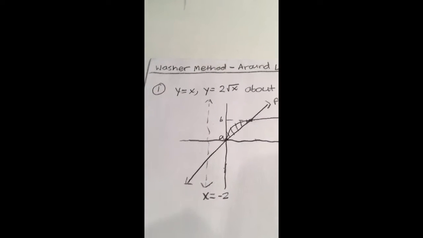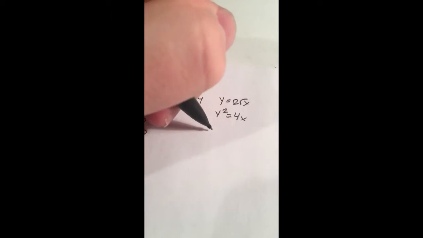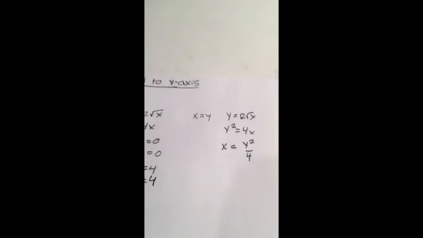The second thing we have to do is rewrite our functions in terms of y. The first one is just x equals y, and then y equals 2 rad x turns into y squared equals 4x, so x equals y squared over 4. And that's what we're going to use to integrate.